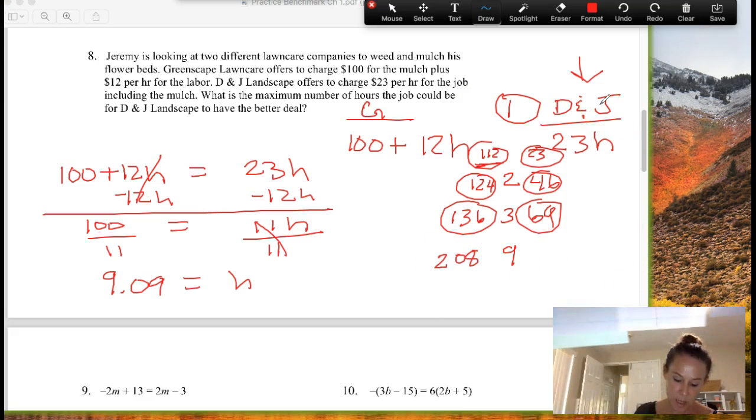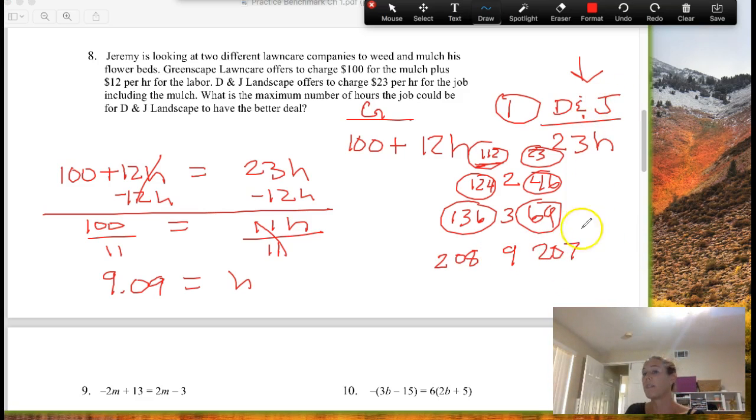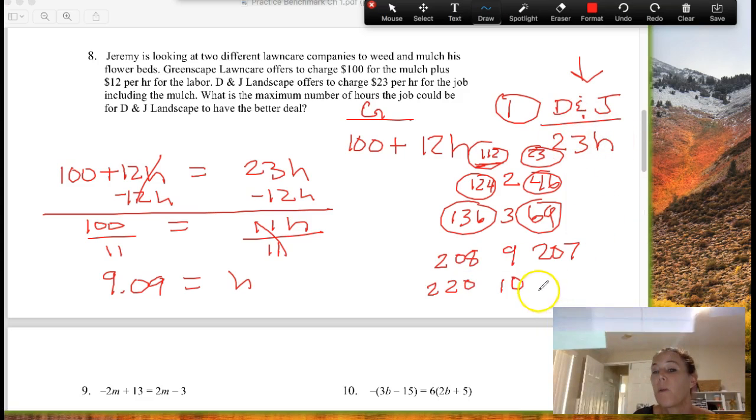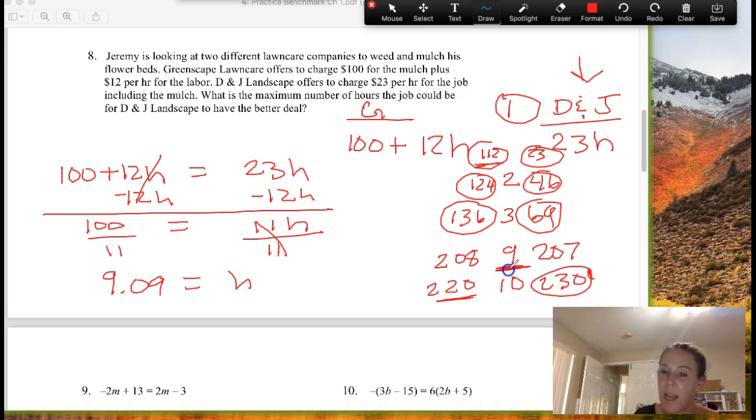If I do 23 times 9 hours, I'm going to get $207. So still at 9 hours, it's $1 cheaper over here. Anything over 9 hours, if I go to 10 hours, this is going to start getting cheaper. 10 times 12 is 120 plus 100 is going to be $220. Okay. 10 times 23 is $230. So this becomes more expensive than this. So at 9 hours, that's the max number of hours I can do where this is still a better deal.